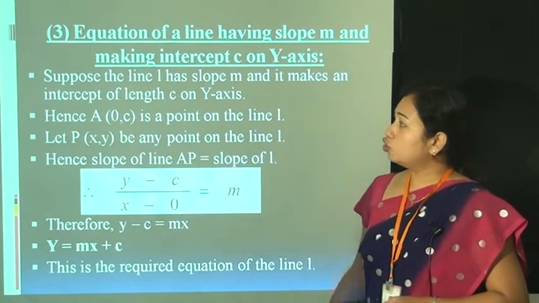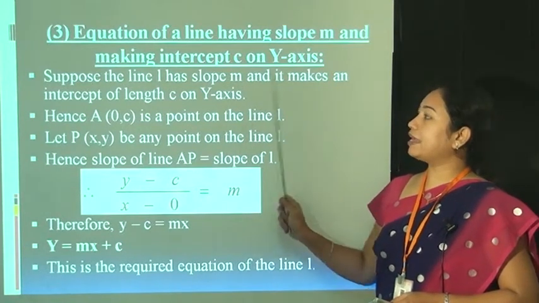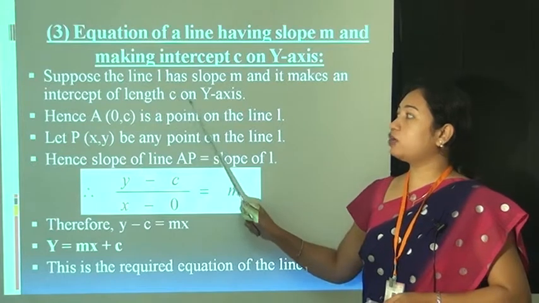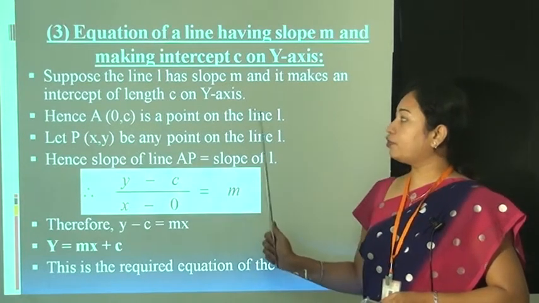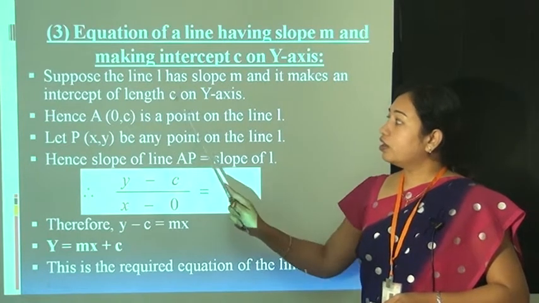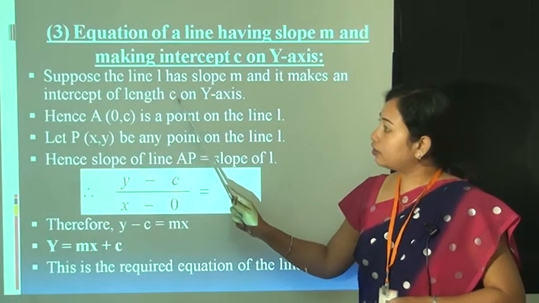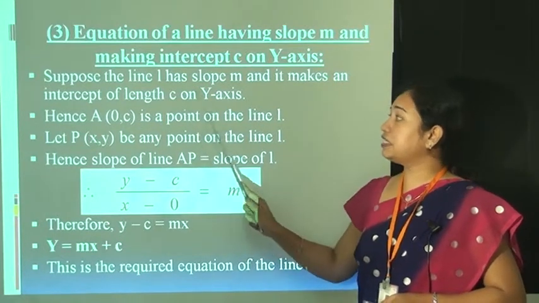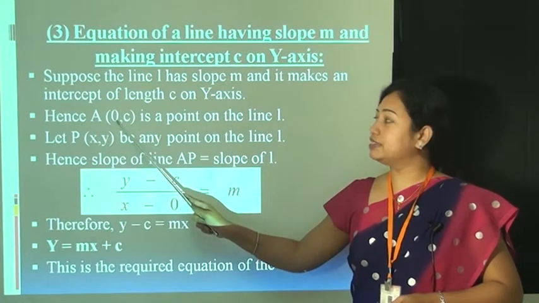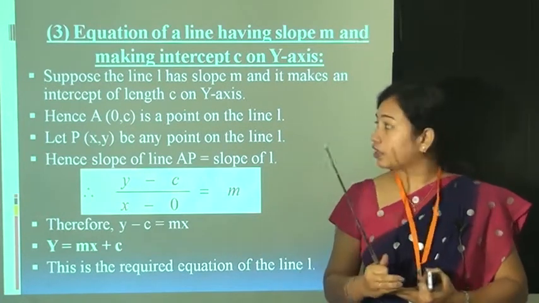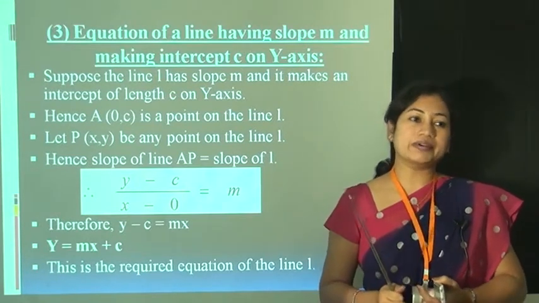Now let's take another equation of a line having slope m and making intercept c on the y-axis. Suppose the line L has slope m and it makes an intercept of length c on the y-axis. Hence A(0, c) is a point on the line L. Here this is the intercept c on the y-axis. That's why its x coordinate is always 0.